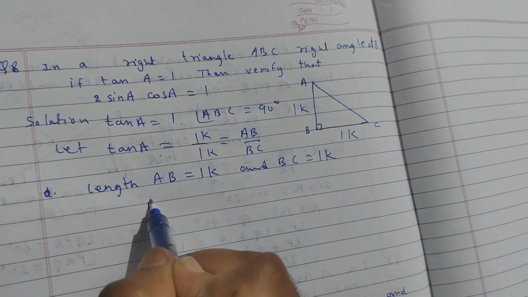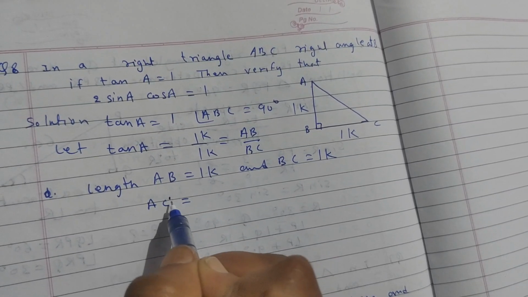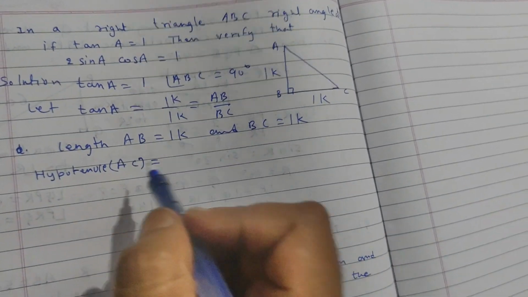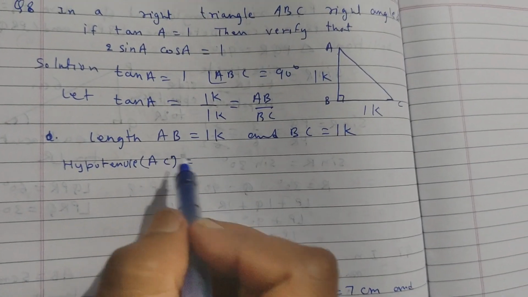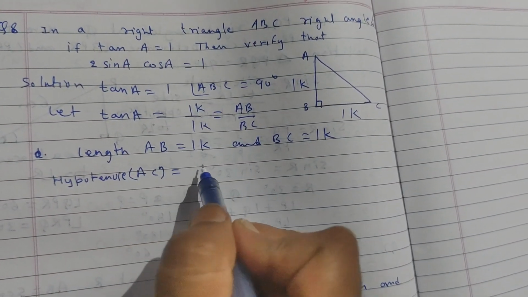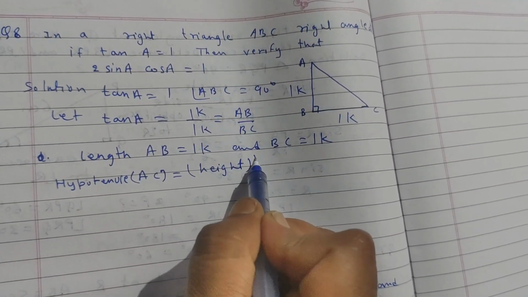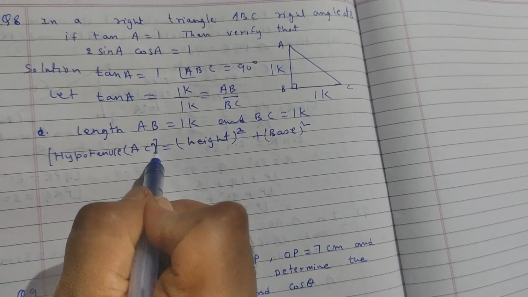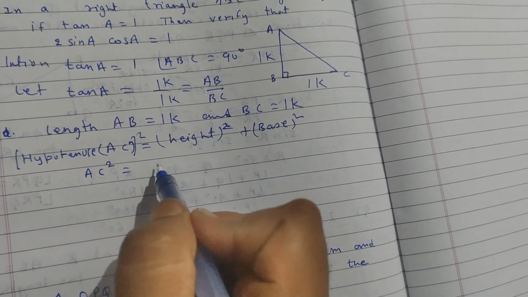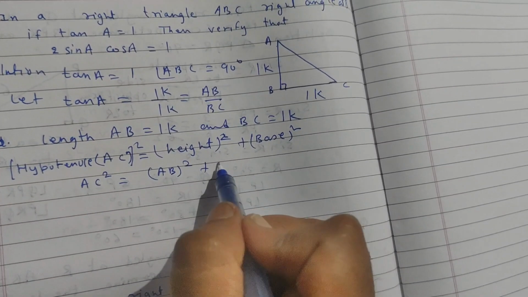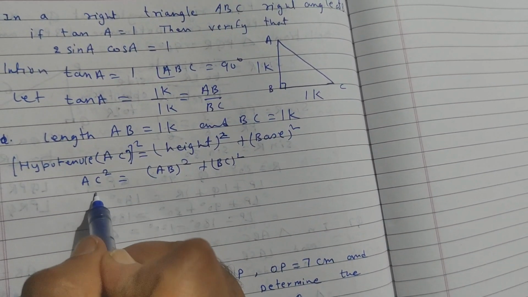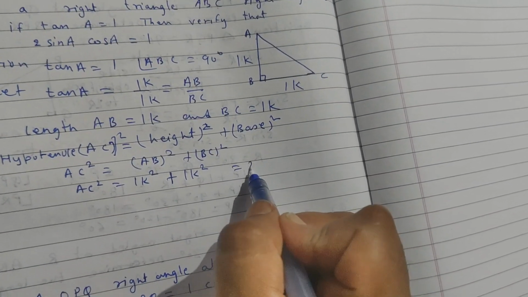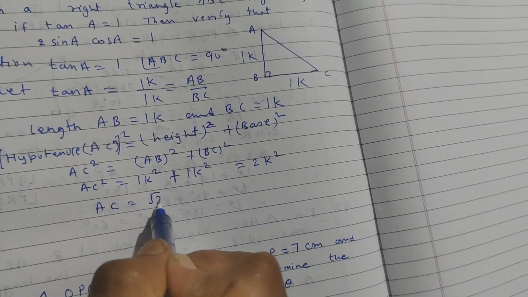So we can easily find the hypotenuse. AC is equal to hypotenuse squared, which is height squared plus base squared. Hypotenuse is AC, height is AB, plus BC. So AC squared is 1K squared plus 1K squared, which is 2K squared, so AC is root 2K.